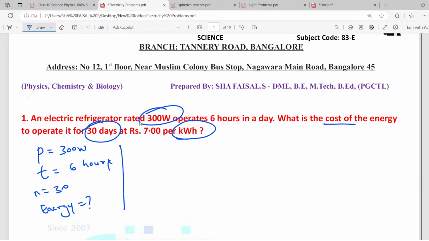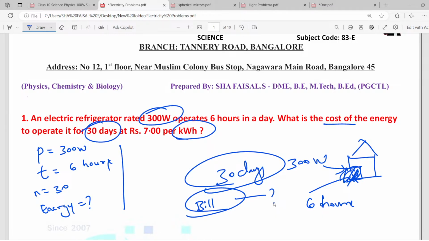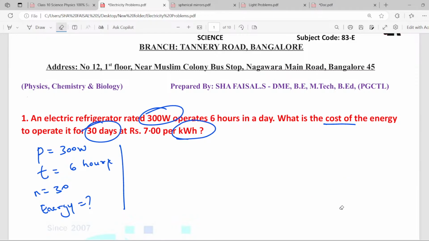Now the question is, as you can see at your home, you have a refrigerator. This refrigerator, every day it is on for 6 hours. Simple. So what is the power consumption? It is 300 watts. Now you are running this for 30 days, for 1 month. At last, how much electricity bill you will get? How much cost you have to pay? This is what we are learning here. Simple. So this question will be helpful in your daily life also.